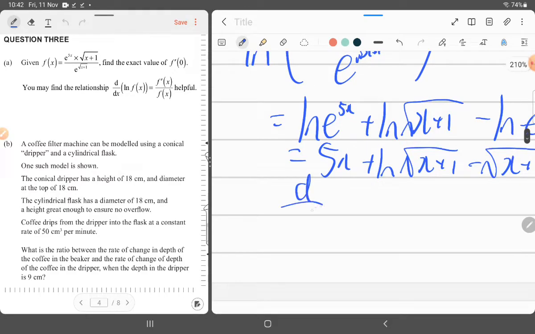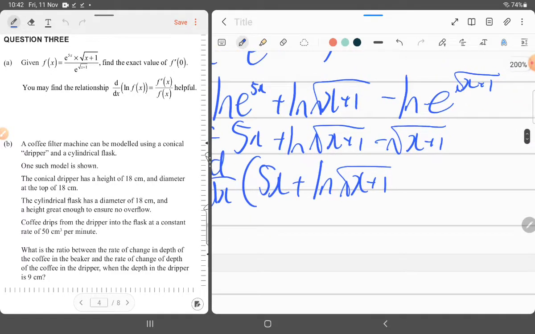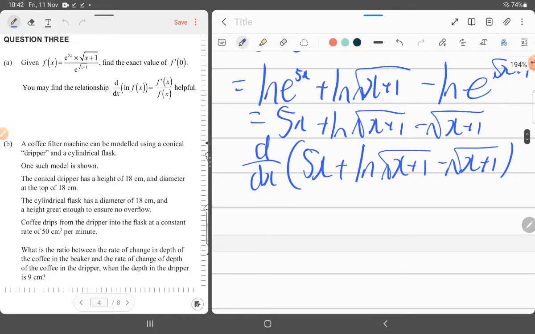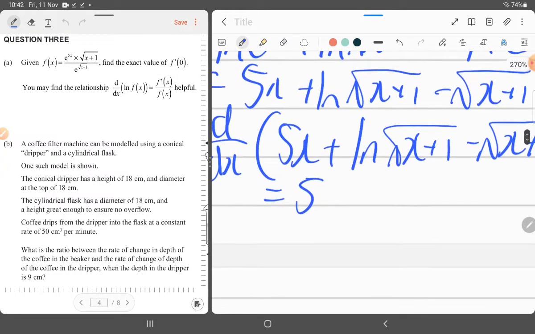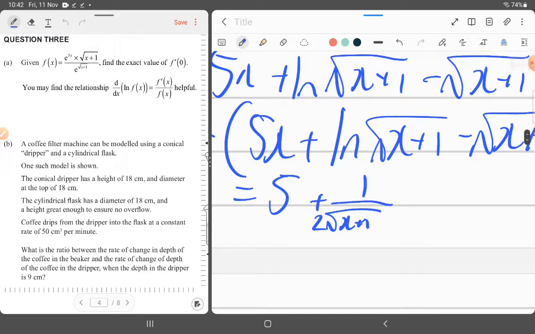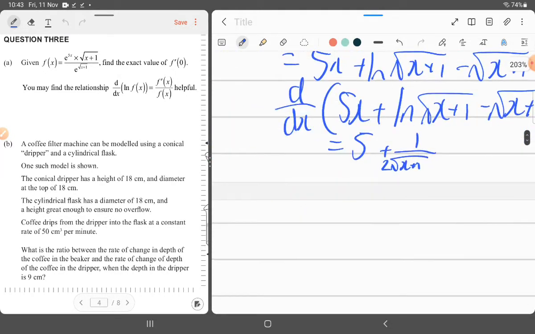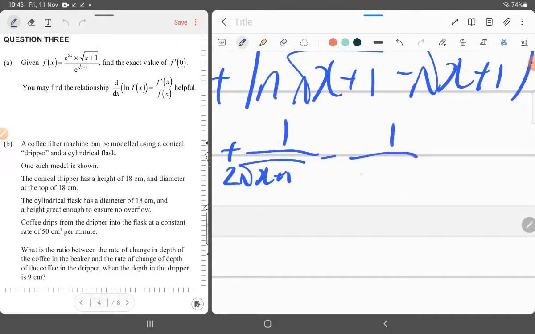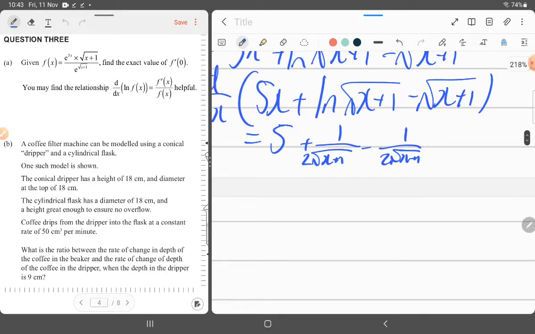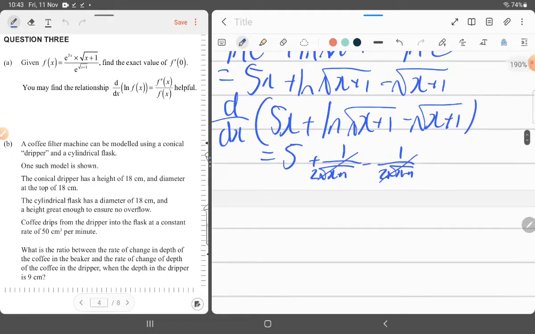So we differentiate this, d over dx, of 5x plus natural log of square root of x plus 1, take away square root of x plus 1, which gives 5 and over 2 square root of x plus 1. Is this true? Natural log of square root of x. Yeah, I'm guessing that's true. Minus, which these two cancel out, right? That's weird to think about.